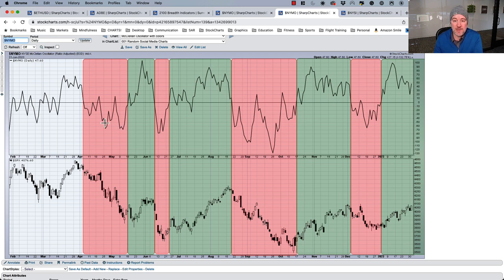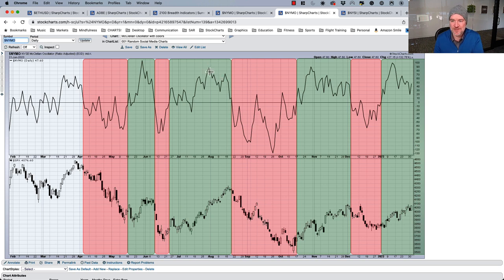And you can see when the McClellan oscillator is below zero, the market tends to be trending lower. When the McClellan oscillator is above zero, meaning we're in the greener section, it's sloping higher. And again, the change in trend is not when it goes lower, it's when it crosses the zero line.